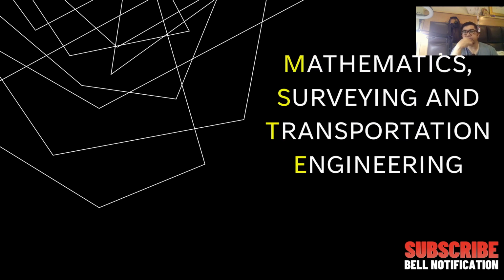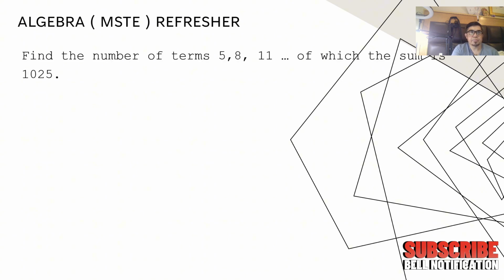Now our topic for the MSTE, which is Mathematics, Surveying, and Transportation Engineering. Algebra, progression. This is the question: find the number of terms of 5, 8, 11, of which the sum is 1025.